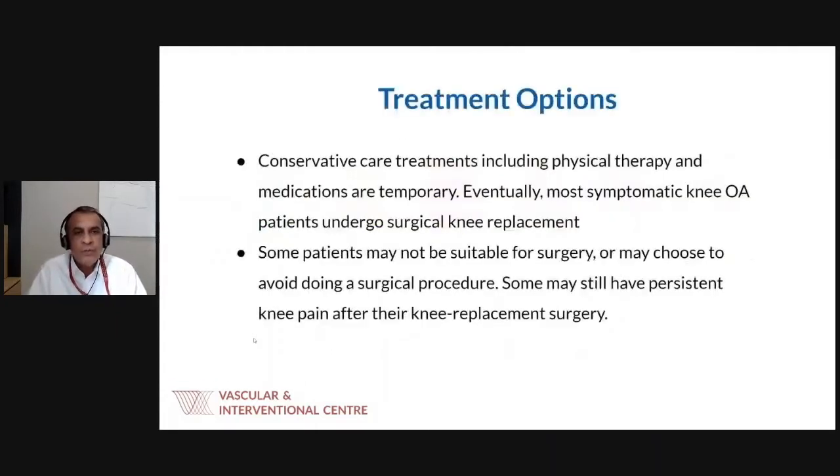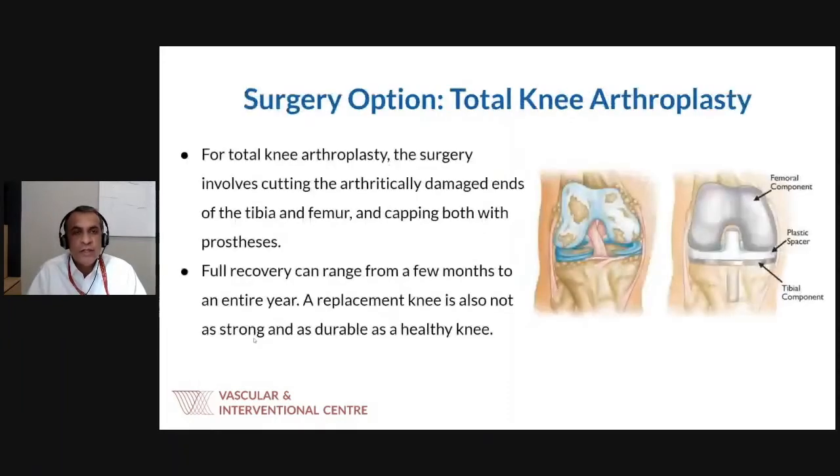Now, what are the traditional treatment options that we offer? I've been practicing medicine for the past 26 years, and all we used to have was medication and physiotherapy for knee osteoarthritis. If it did not work, we used to offer patients surgical knee replacement. Surgical knee replacement, of course, involves an invasive procedure. Full recovery can range from a few months to an entire year. It's not really the same as a natural knee, and some patients can still have pain after the joint is replaced.